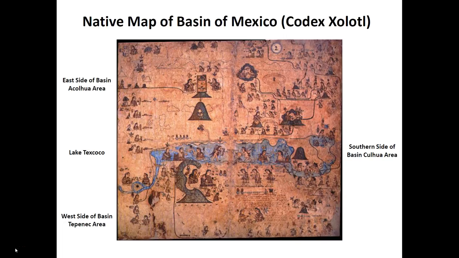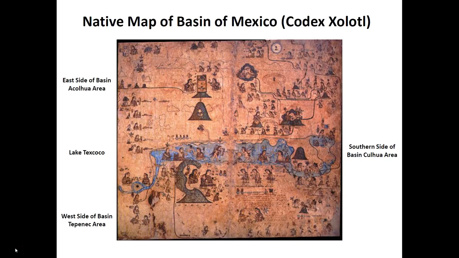The Valley of Mexico in the Central Plateau is centered on a large lake, Lake Texcoco. On the east side of the lake were people of the Acolhua ethnic group. At the southern side of the basin were people of the Culhua ethnic group, and on the west side of the basin were people of the Tepanec ethnic group. There were different city-states along the shores of the lake, comprised of different ethnic groups, and they competed against each other to try to expand their territory and their tributary domains.